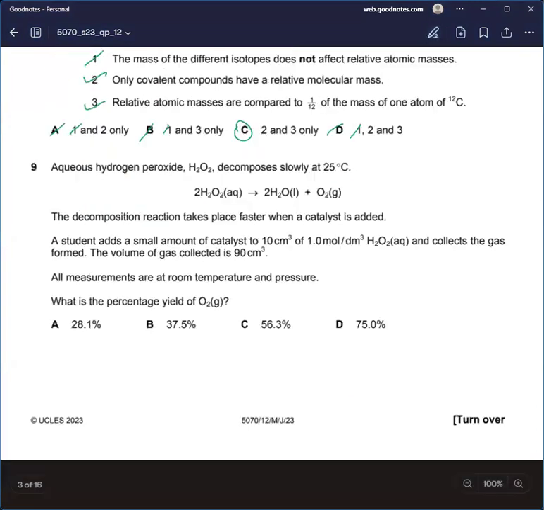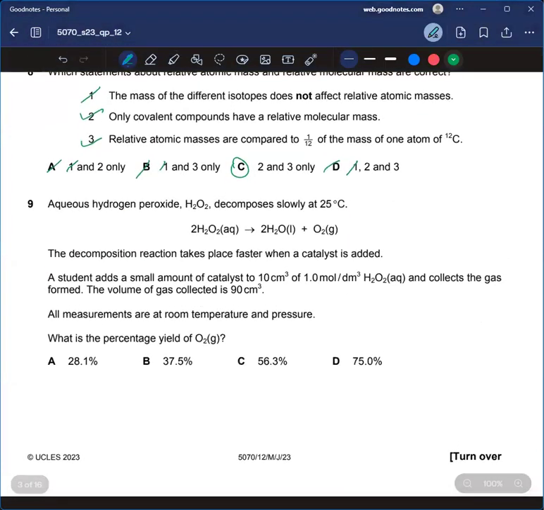So yeah. All right. Hydrogen peroxide, H2O2, decomposes slowly at 25 degrees Celsius. The decomposition reaction takes place faster when a catalyst is added. A student adds a small amount of catalyst to 10 cm³ of 1 mol per dm³ H2O2 and collects the gas formed. The volume of gas collected is 90 cm³. All measurements are at room temperature and pressure. What is the percentage yield of O2 gas?